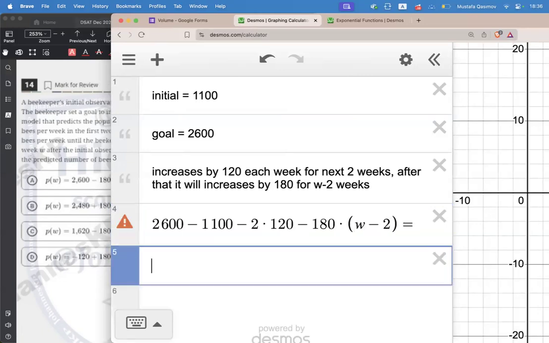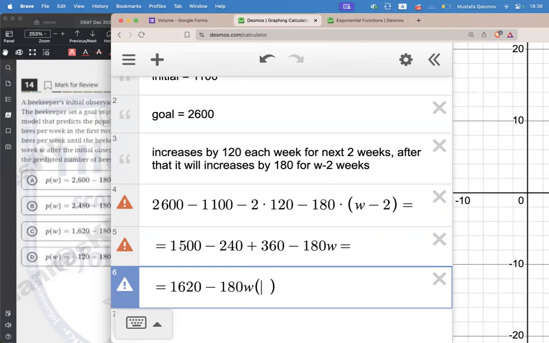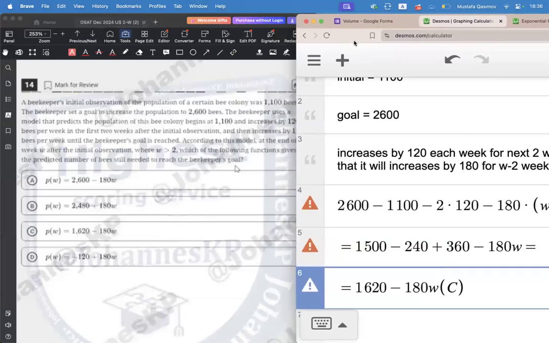Then we have to do simplification here. 1500 minus 240 plus 360 minus 180W. Then it will be equal to 1620 minus 180W, which is option C. Any question?